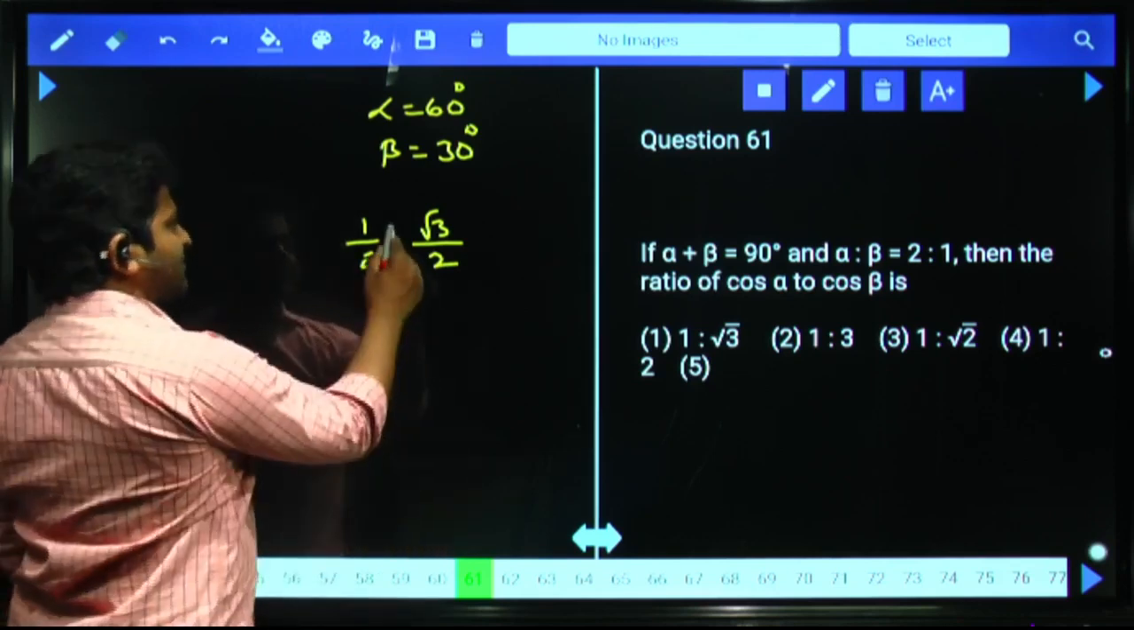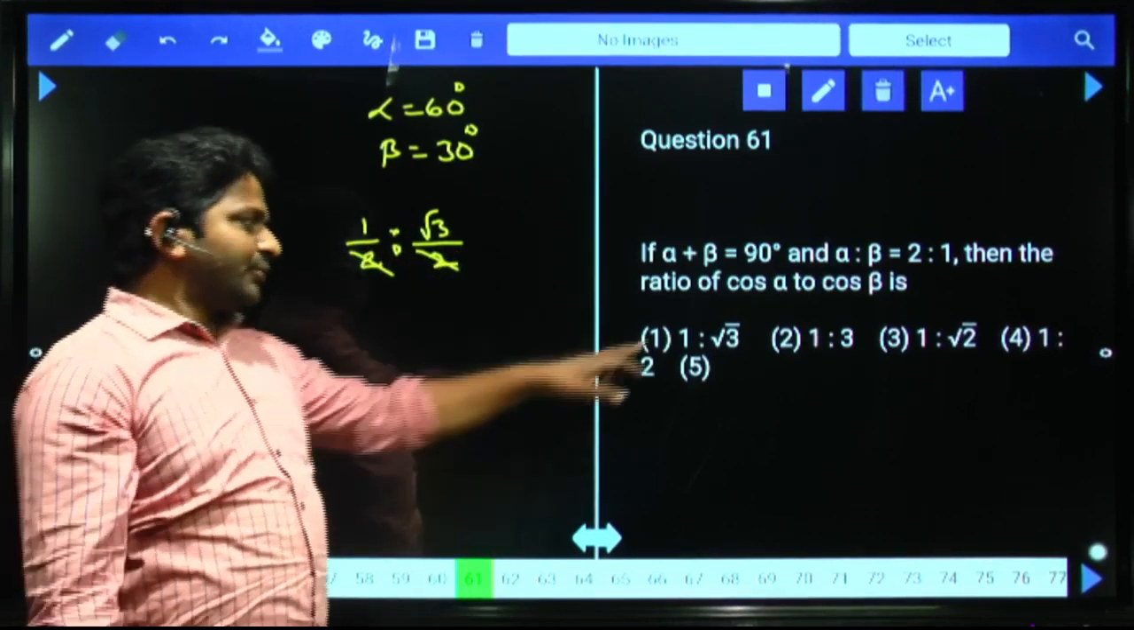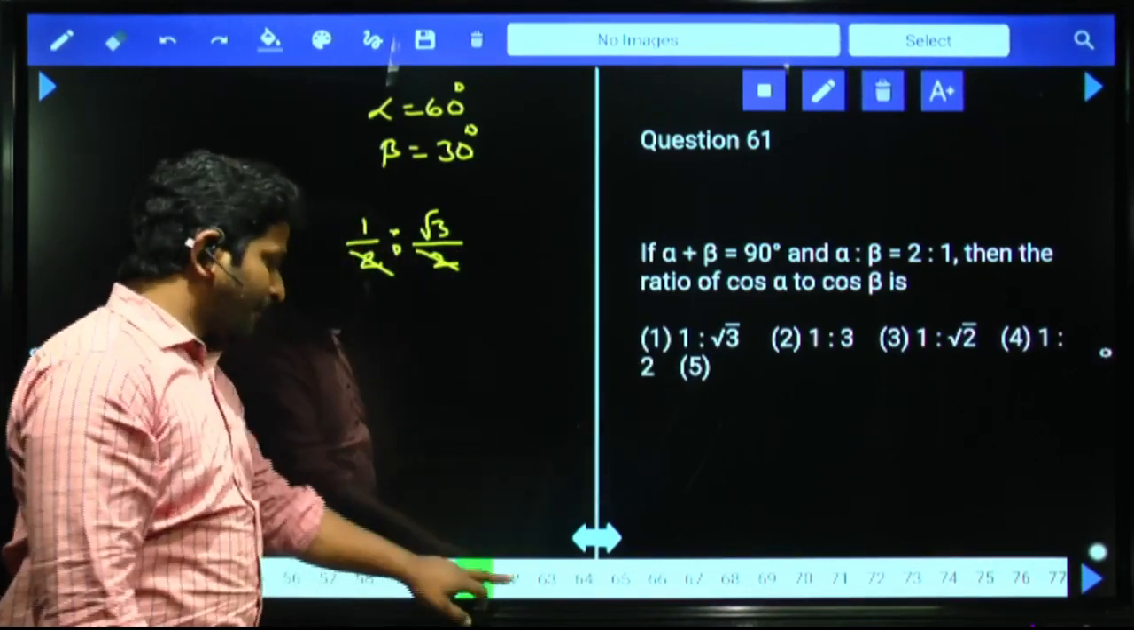Ratio between both the numbers. Okay, 2 gets cancelled. 1 is to root 3. First option is the right answer.